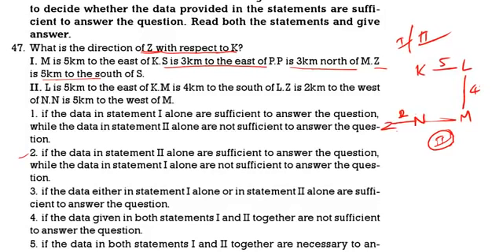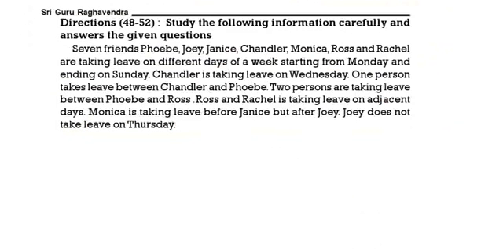So either 1 or 2. So either 1 or 2 means 3 is the correct answer. Either 1 or 2. See the next one.